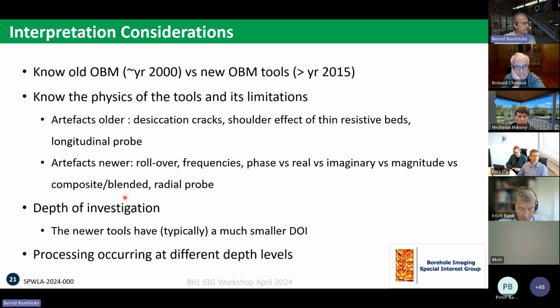And the depth of investigation is different for these tools. The newer tools have a much smaller DOI than the older tools. And we also have to be careful, as the newer tools have more pads at more different depth levels, and processing will occur at different depth levels, and we have to be careful that this matching is all working. So the newer tools are a little bit more complex, but for sure the results are astonishing from what we have seen so far.